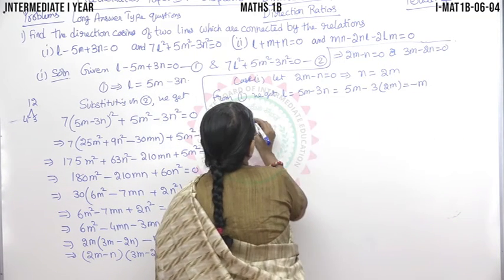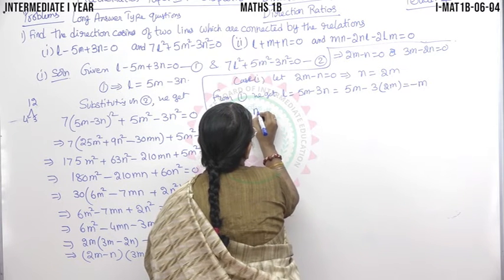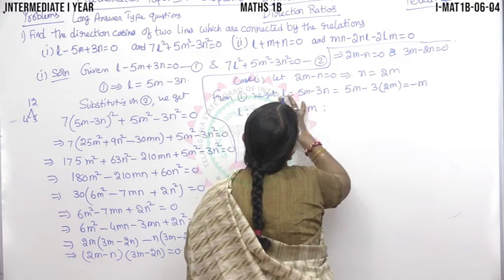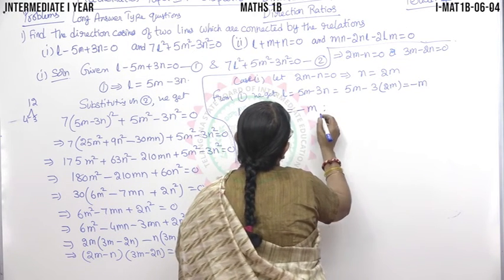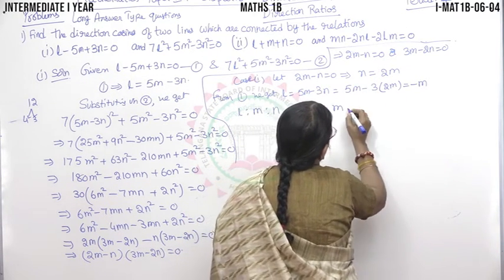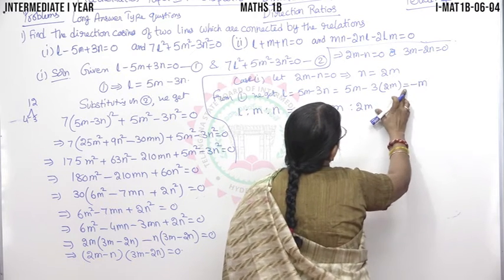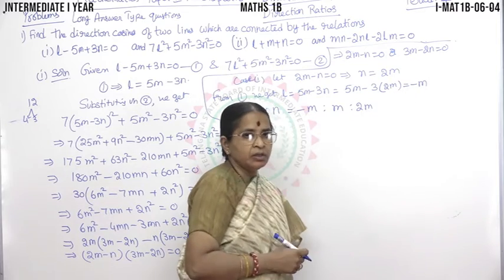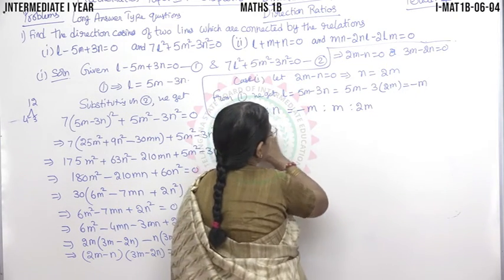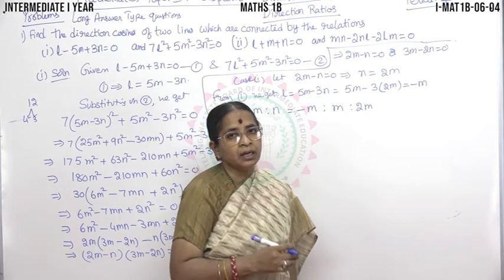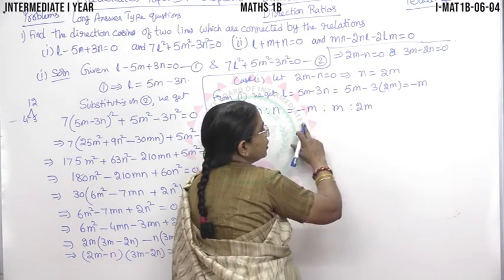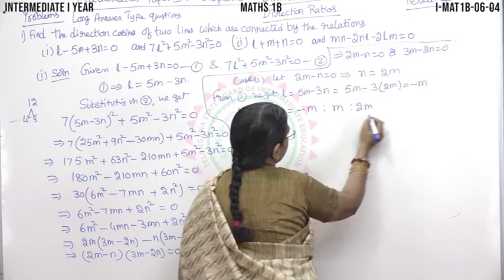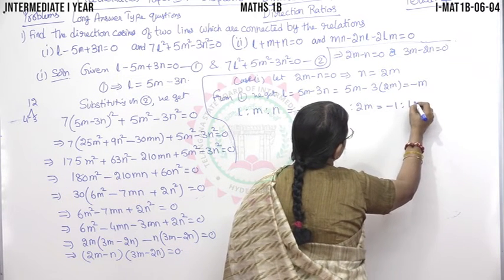So now all are in terms of m. So what is L is to m is to n? L is minus m. m is m only. We'll write m as m only, and n as 2m, because we have L and n in terms of m. You are taking the ratio here. So these are the direction ratios. These become now the direction ratios. So you can just cancel m and you can write this as minus 1 is to 1 is to 2.